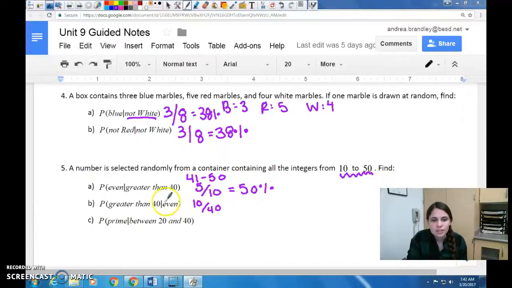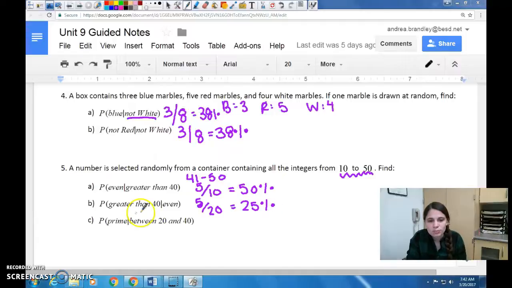So the probability that it's greater than 40, given that it's even. 40 was our total numbers, so if we only look at the even numbers, that's half of that. So there's 20 even numbers. And then for greater than 40, there's 10 total, but we only care about the even ones. So there's 5 that are even. So we have 5 out of 20, and if we divide that, we're at 25%.